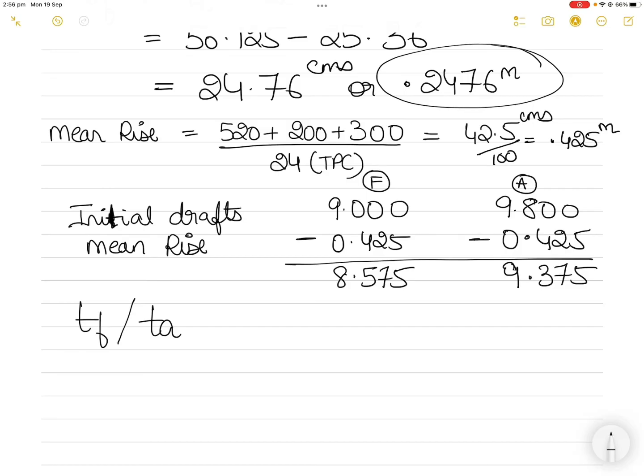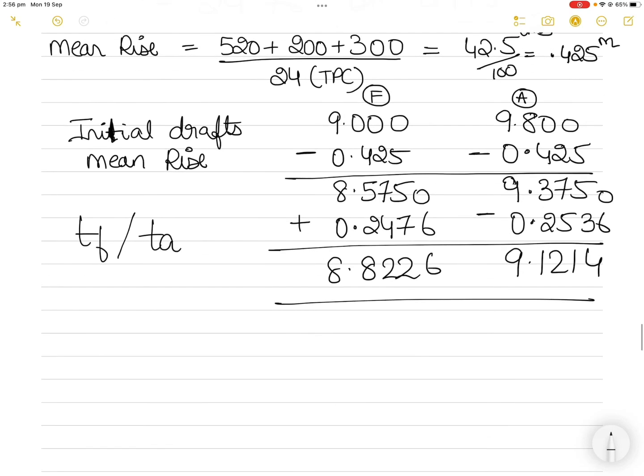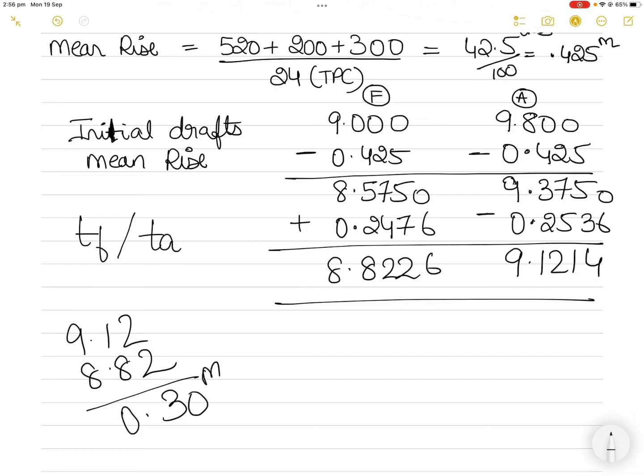So remember, the forward draft is going to be added because the forward moment was more. Because the forward moment was more, you will add the TF, and the aft one you will subtract because the stern moment was lesser, 0.2536, which will give me final drafts of 8.8226 and 9.1214. So 9.12 and 8.82 will give me a trim of 0.30 meters by stern.